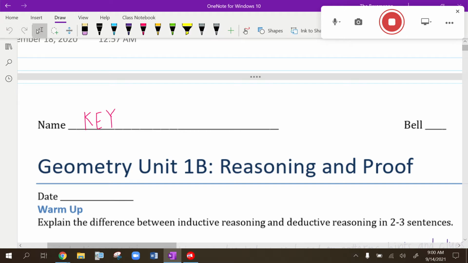In this chapter we are going to be learning about two different types of reasoning, inductive and deductive reasoning. We discussed a bit the difference between these two. So for your warm-up question, I'd like you to please define the differences between these in 2 to 3 sentences. Pause the video and write your answer below.